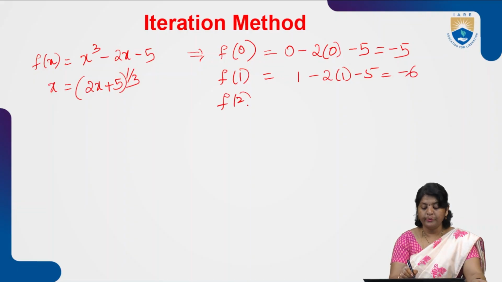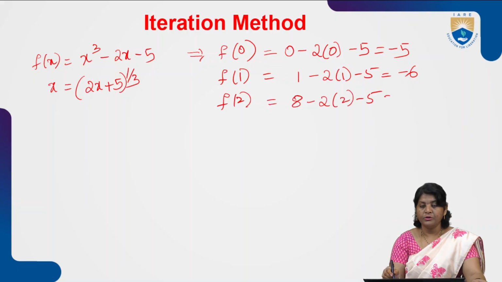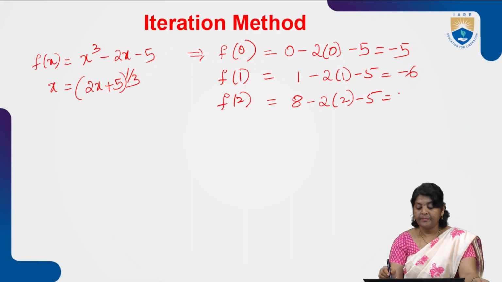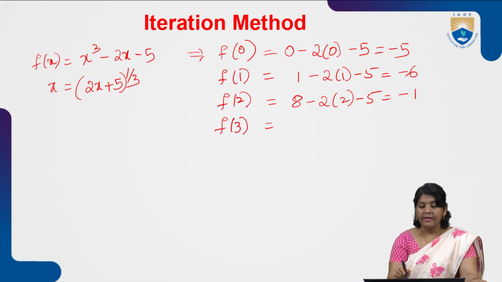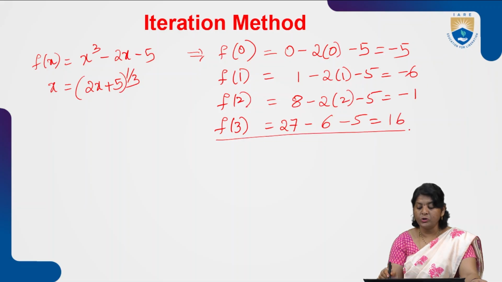Next, f of 2: 2 cube is 8, minus 2 into 2, minus 5, so 8 minus 9 is minus 1. And now f of 3: 3 cube is 27, minus 2 into 3, which is 6, minus 5, so 27 minus 11, which is 16. Here we got a positive value and here we got a negative value. So we can consider the root lies between 2 and 3.